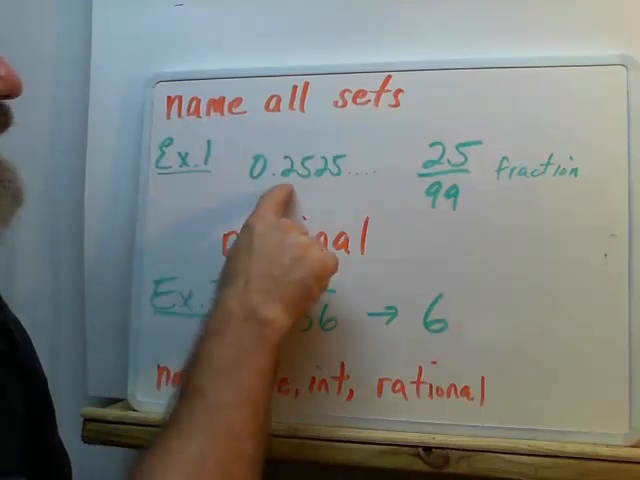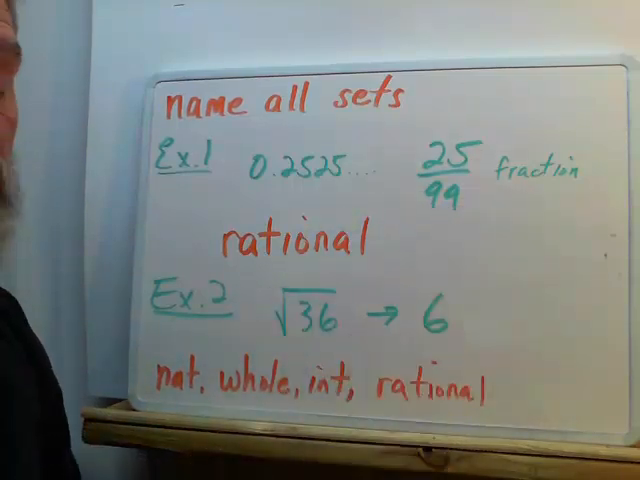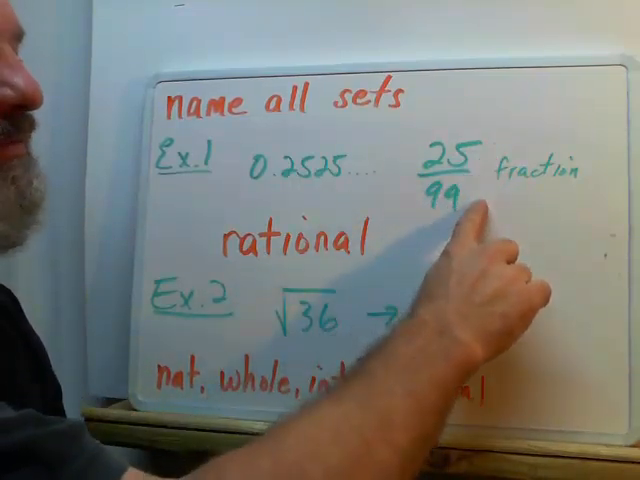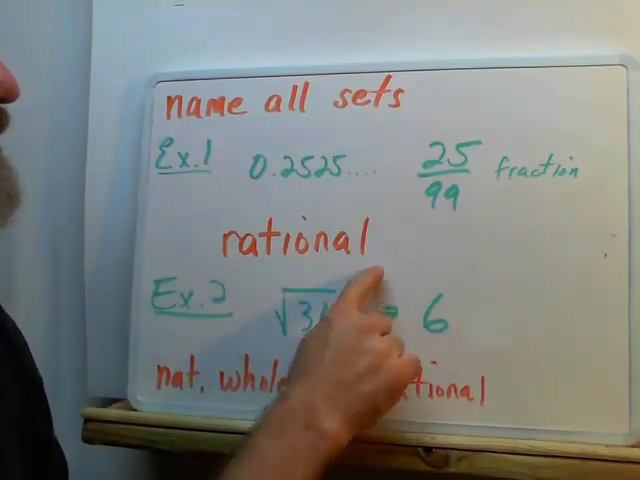So for example, number 1, we have 0.2525. Clearly a repeater. Some of you might remember that we could rewrite that as 25/99. That obviously is a fraction, and that makes this one rational.